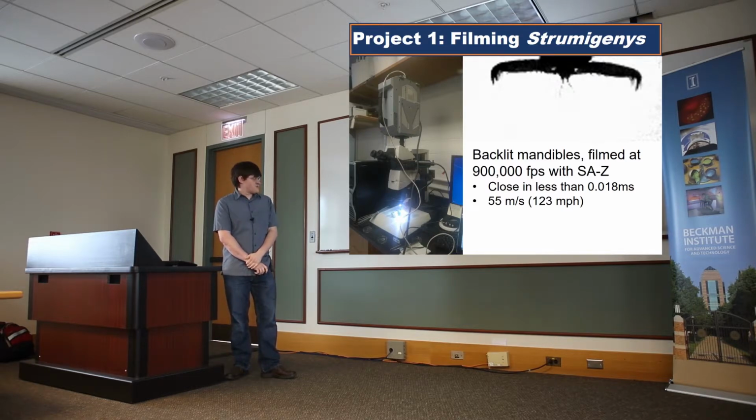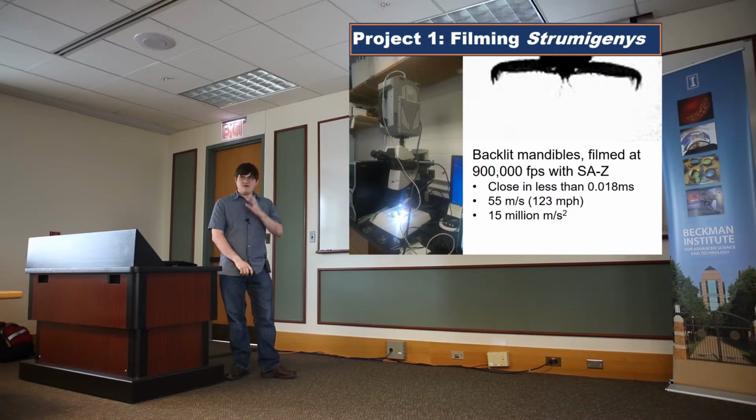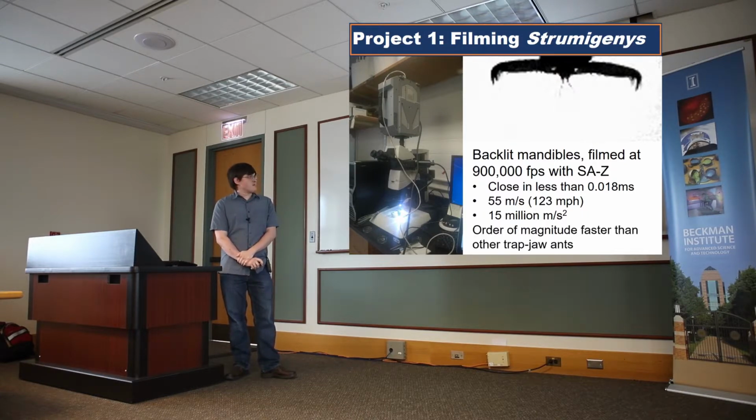They can move their mandibles at around 55 meters per second on average. Some individuals get up to around 70 meters per second. And they accelerate their mandibles at around 15 million meters per second squared. So these are insanely fast ants, and they're insanely fast even for trapjaw ants. So they reach similar velocities to other trapjaw ants, but their strike durations and accelerations are an order of magnitude faster than other trapjaw ant groups that we've worked with.